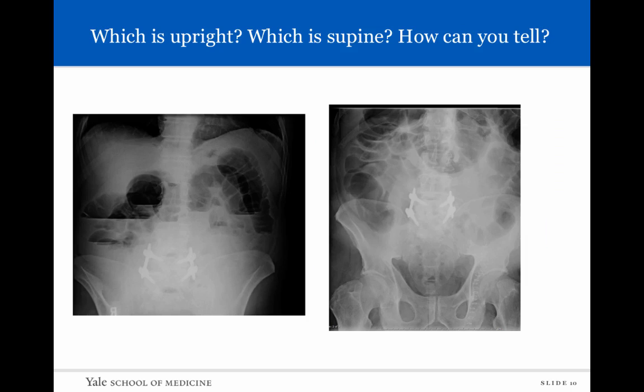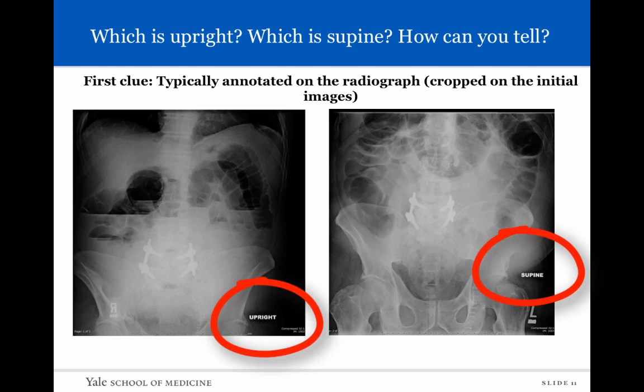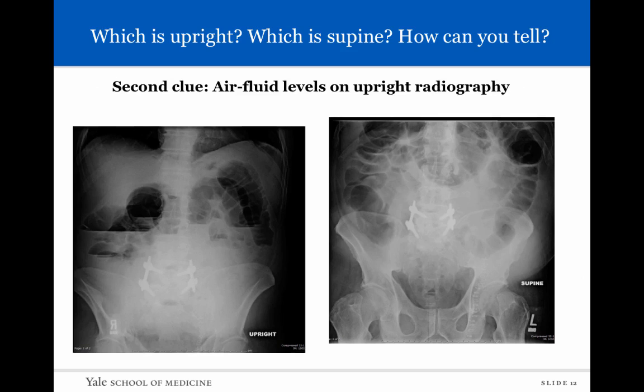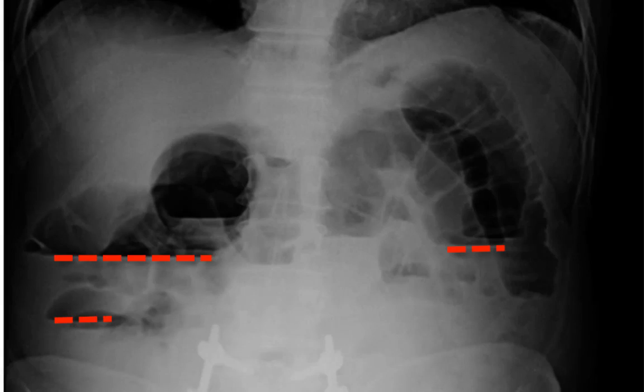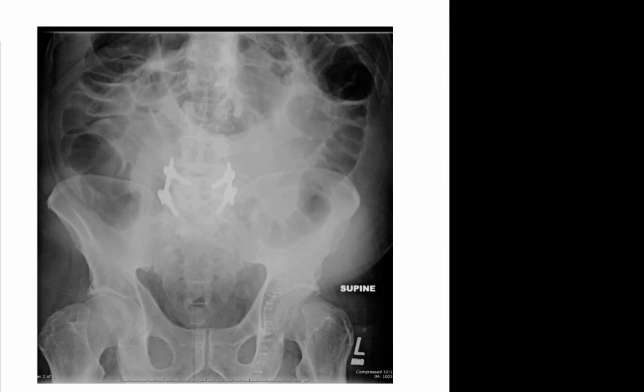How can you tell? Well, the first clue is always on the radiographs, which I've actually cropped so you don't get the answer here, is that they'll always be labeled. This is going to be the upright, this is going to be the supine. These are metallic markers that are just placed on the machine to make sure that you know which one is upright and supine. But there are also clues on the images that can help. For example, in this image, we can see multiple air fluid levels, these straight lines that are contained in the bowel, suggesting that this patient is actually standing up to have the water lie dependently within the bowel loops. And you don't see those over here on the supine radiographs.